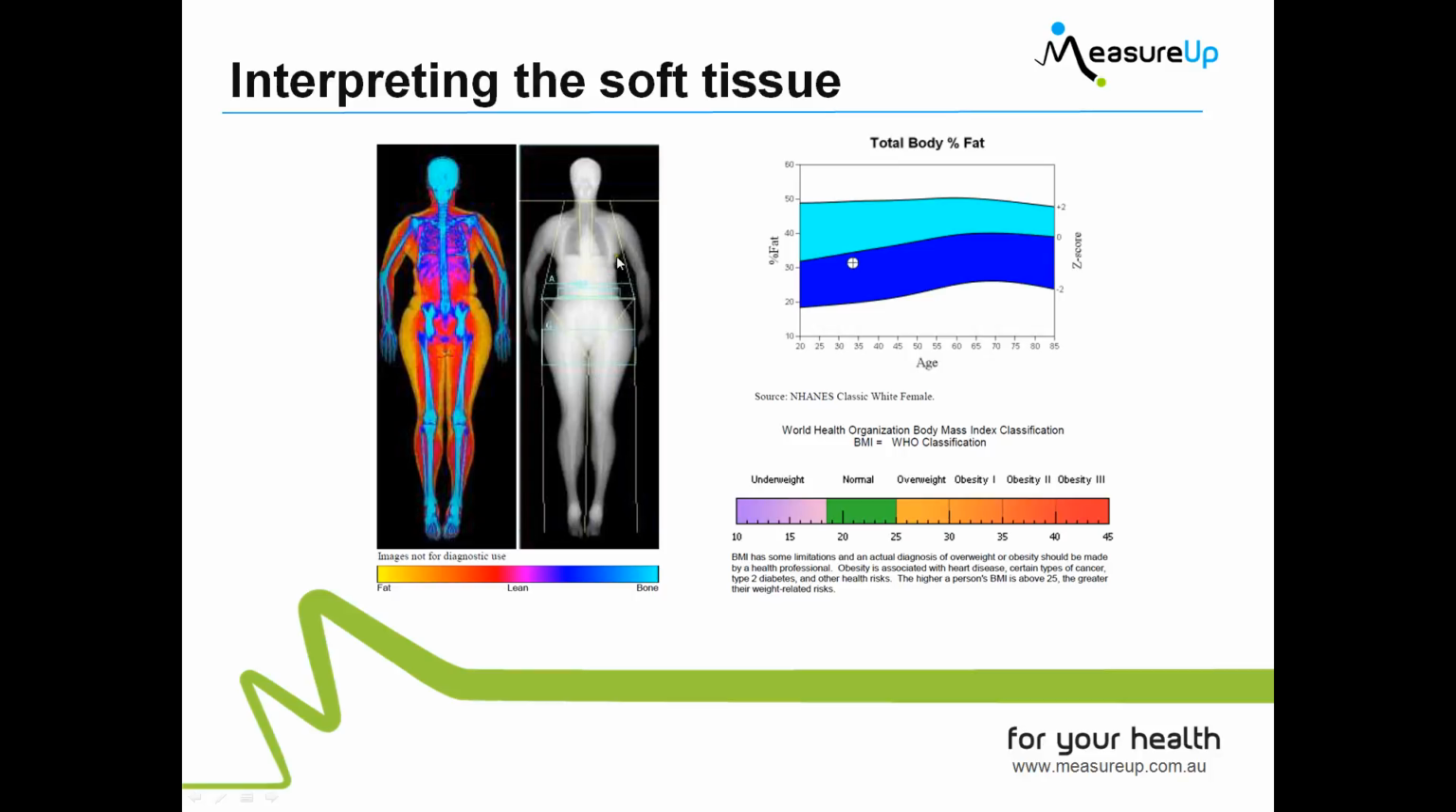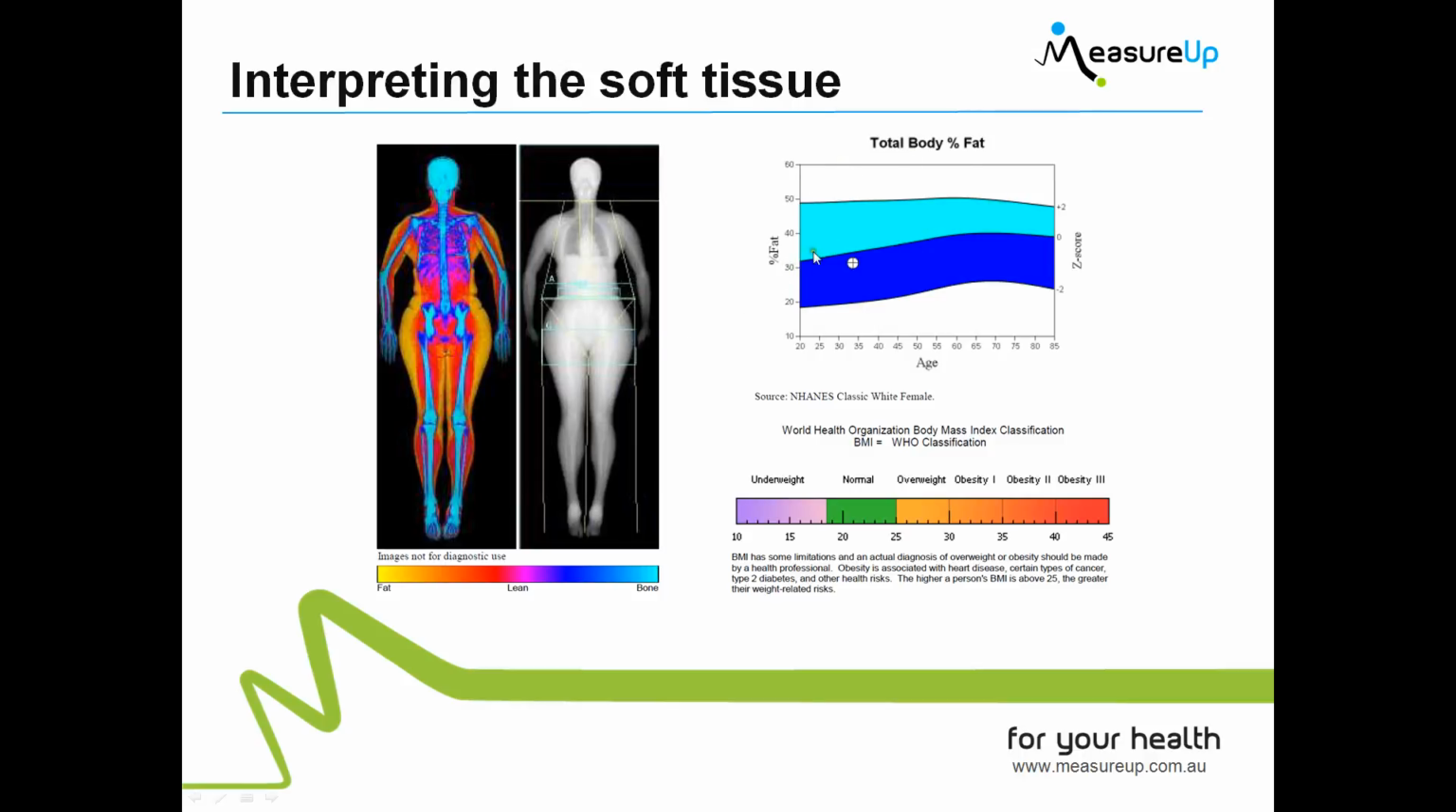On this side here, we get 2 important areas. The A represents the android fat mass, and the G represents the gynoid fat mass. Android fat is largely present in males, and gynoid fat is largely present in women. But they provide 2 important areas for comparison when you have your second or third scan.